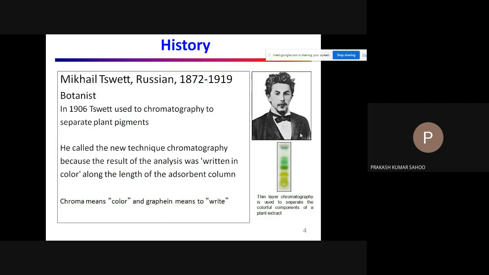The chromatography technique was discovered by a Russian botanist named Mikhail Tswett in 1906. He was working on chlorophyll and its experiment, and he concluded that the constituents separate as colorful components of the plant extract. He called the new technique chromatography, where chroma means color and graphy means writing. The result of the analysis was written in color along the length of the adsorbent column.